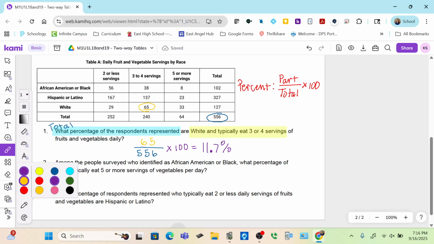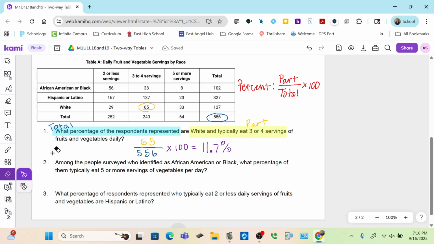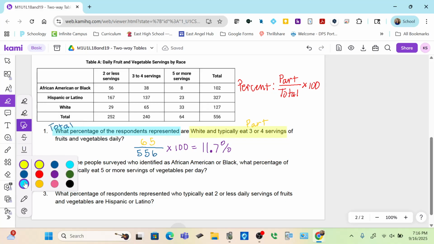And again, this second phrase that I highlighted is giving me my part. So let's erase the markings that I did on my table for that one. And let's take a look at the second one. Again, I'm going to highlight what I'm looking for, the total. So among the people surveyed who identified as African American or Black, that whole phrase, because it says who identified as, that's telling me what I'm looking for as my total.